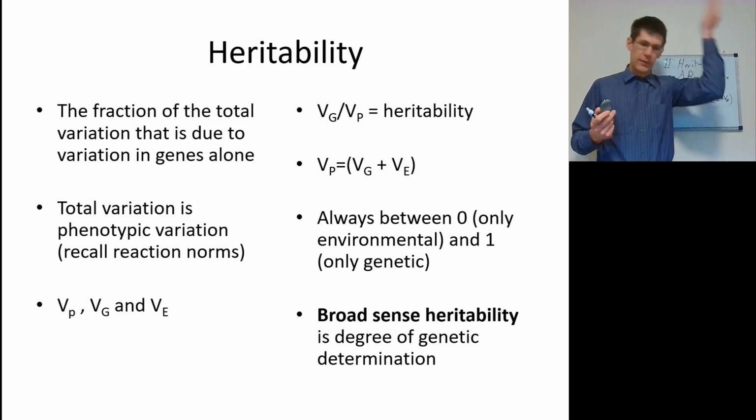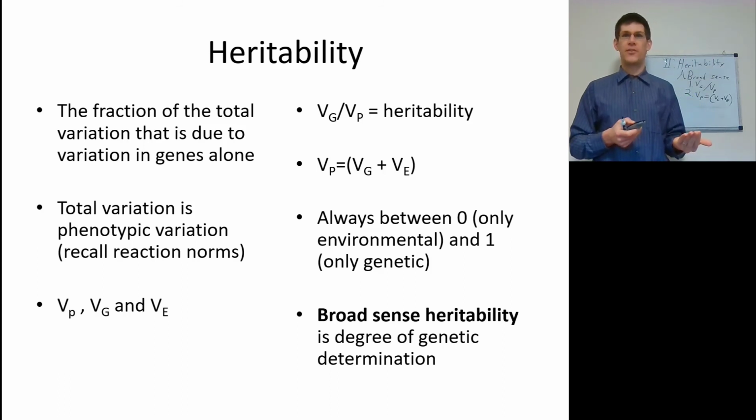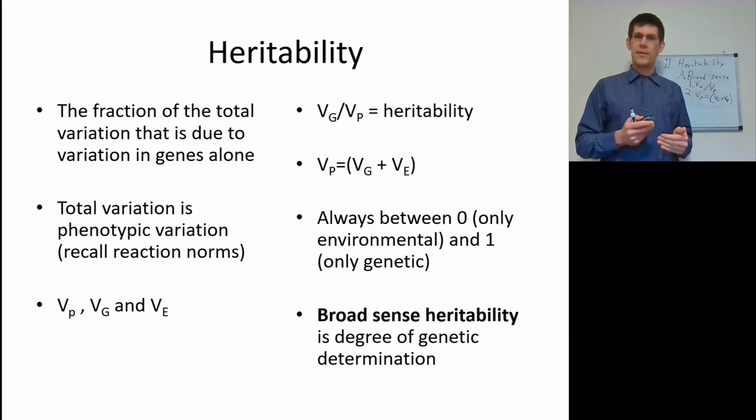So my hair length is going to be an environmental factor. It determines how often I'm in encounters with the clippers. My eye color is going to be only a genetic thing, unless I'm wearing contacts, special contacts. But this is broad sense heritability: the degree of genetic determination given in a certain environment.